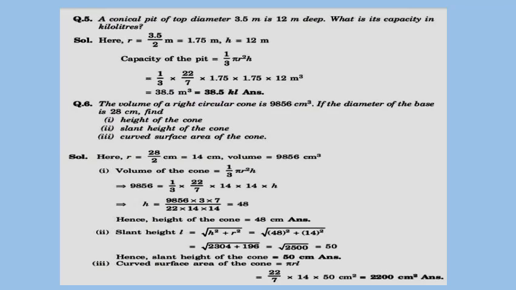And it is what? 48 centimeter. Now to calculate the slant height, again we use the Pythagoras theorem. So L equals square root of h square plus r square. Substitute the value, we will get after calculation L is equal to 50 centimeter. CSA of the cone is nothing but pi r L. Substitute the value and get the answer correctly, that is 2200 centimeter square. So in this way, by using the formula and substituting the value, calculating correctly, we can get the answers.